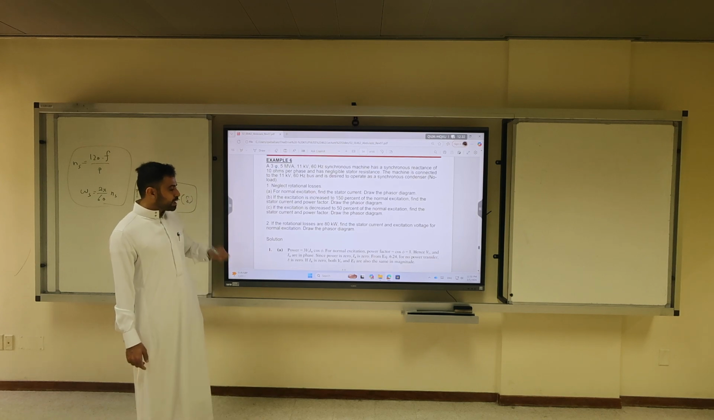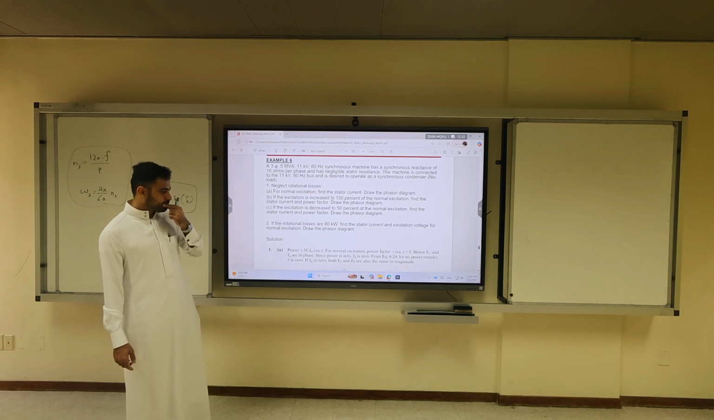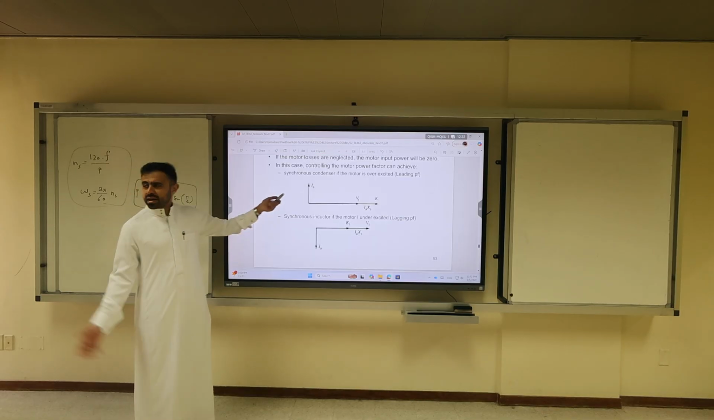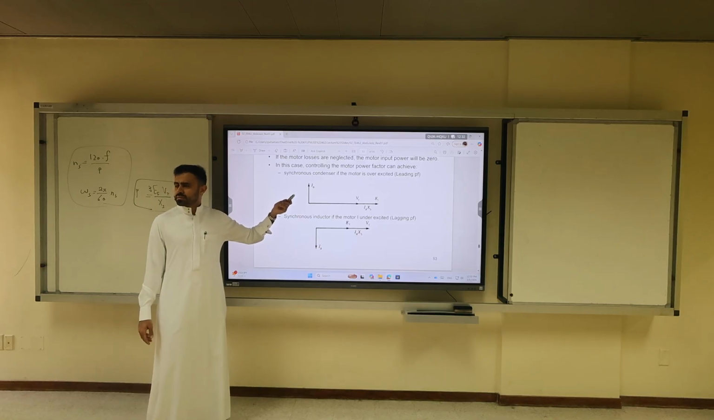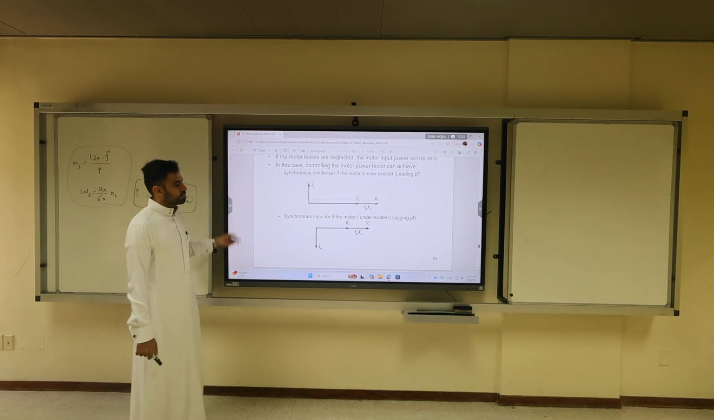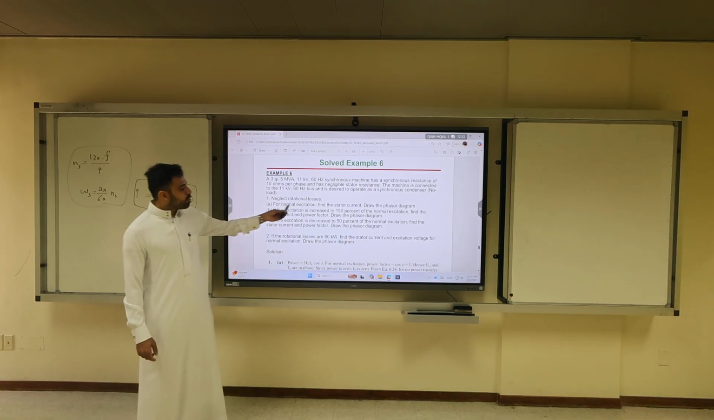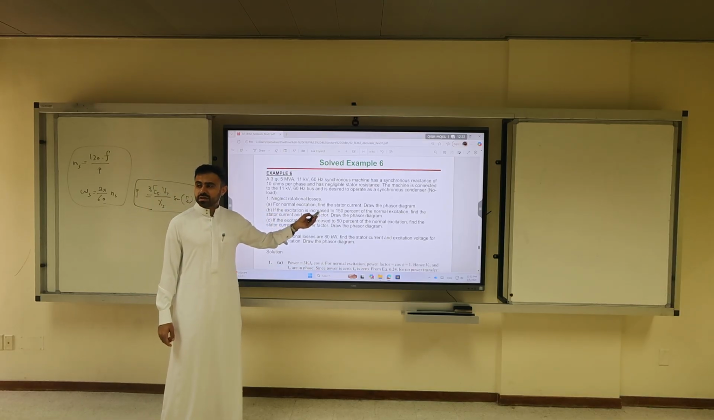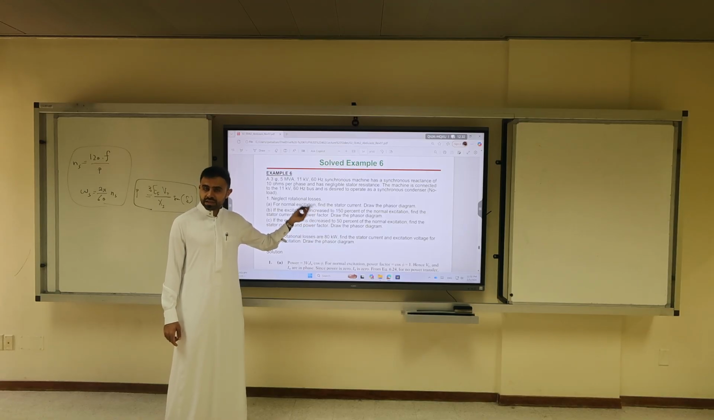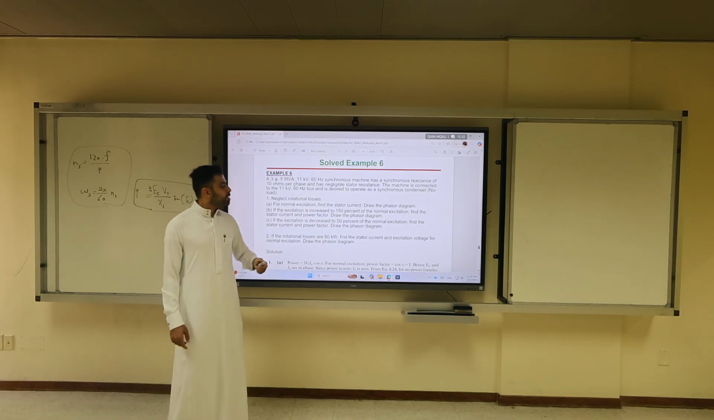If you neglect rotational losses, I'm sorry, here's the correction. What's cosine 90? 0. Yes. Okay. So here, we are operating at normal excitation. Normal excitation means the angle between Ia and Vt is 0. So the cosine of theta is 1.